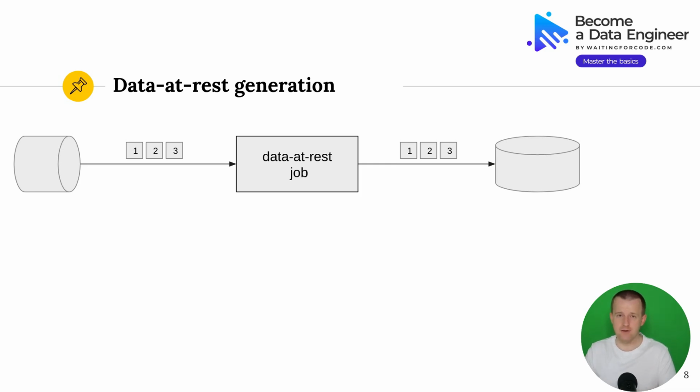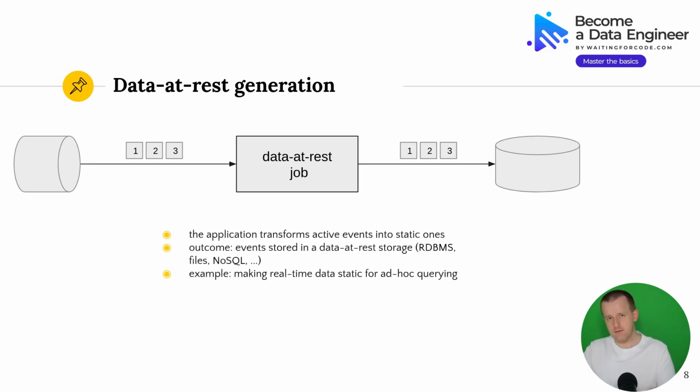It's better to have them because for data at rest storage you can apply different storage optimizations like partitioning, maybe bucketing, and things that will make your processing much faster and easier. And it will also open other possibilities like ad hoc data querying or some data investigation. And here the outcome is the data from the streaming broker written to some data at rest storage. And here, as an application example, the goal is to make real-time data static for ad hoc querying.